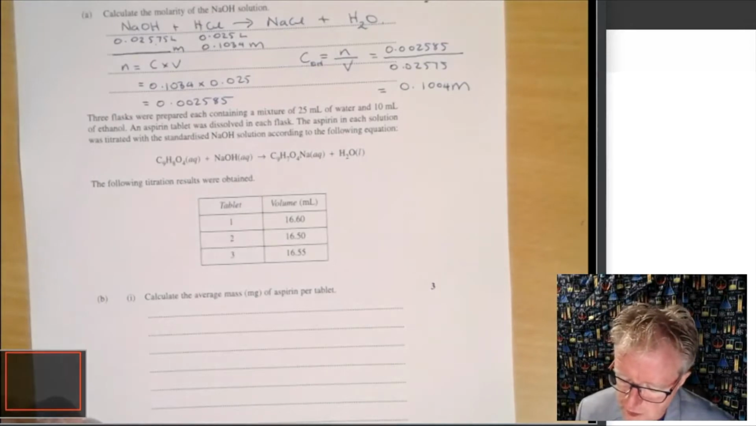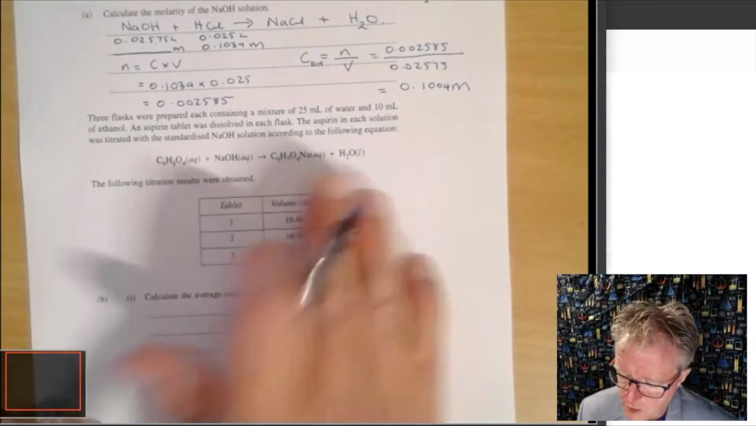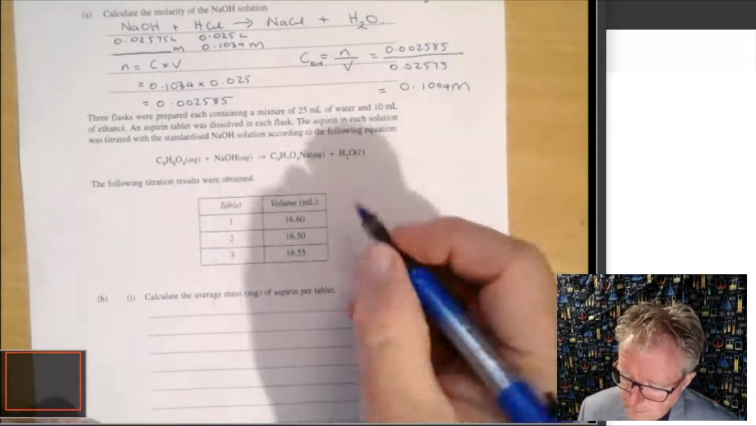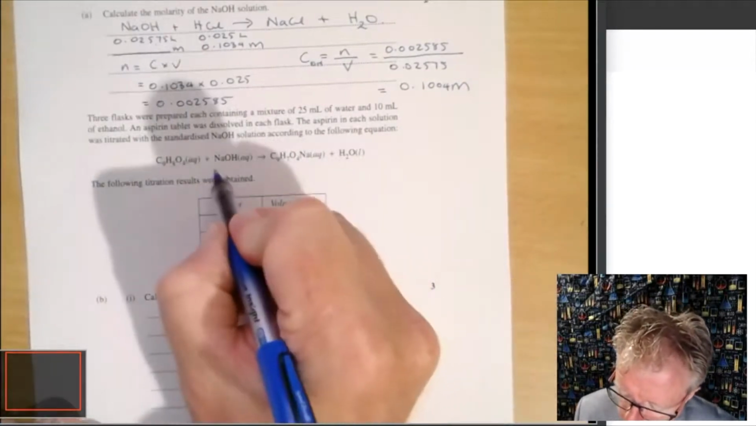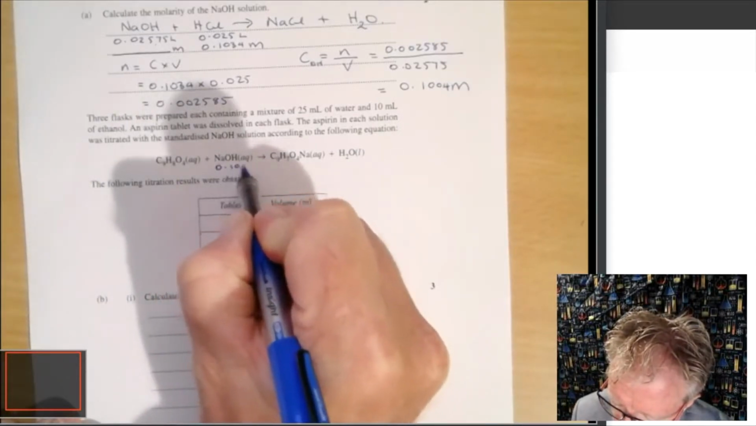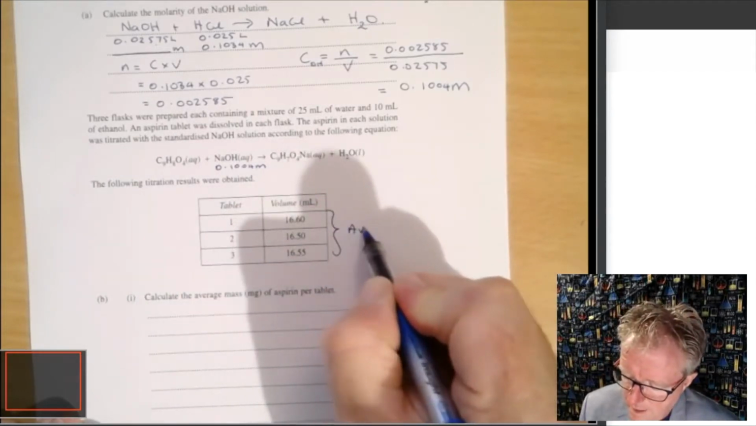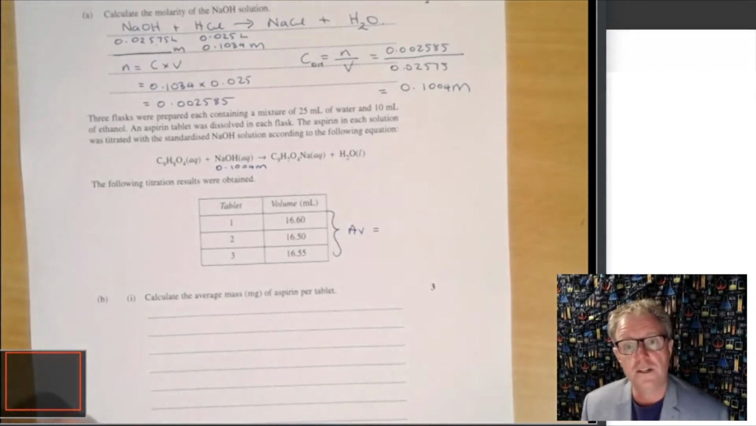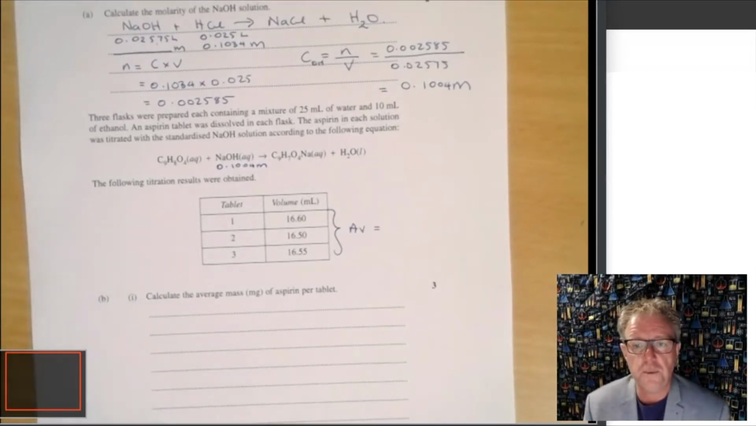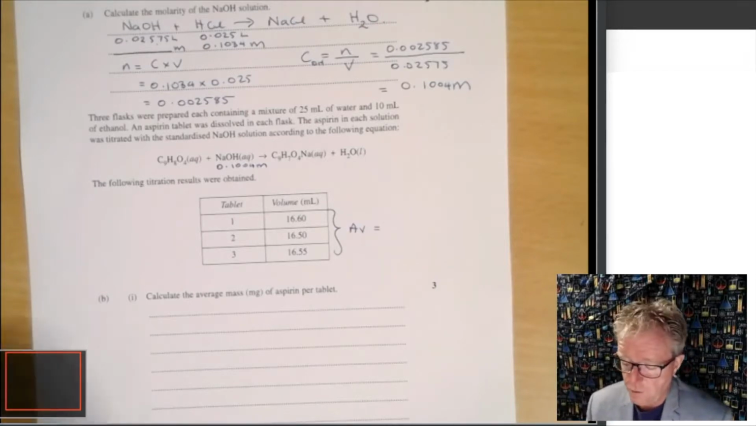The aspirin in each solution was titrated with the standardized sodium hydroxide, and we got the equation. So they give you an equation. So we know for our sodium hydroxide its molarity, so let's write that in, 0.1004. We just calculated that. Here is the average titration, so you can see we've got 3 different values here. They're pretty close to each other, so we can use all 3. If they varied significantly, you would ignore the most outlier volume there, but they're all pretty close.